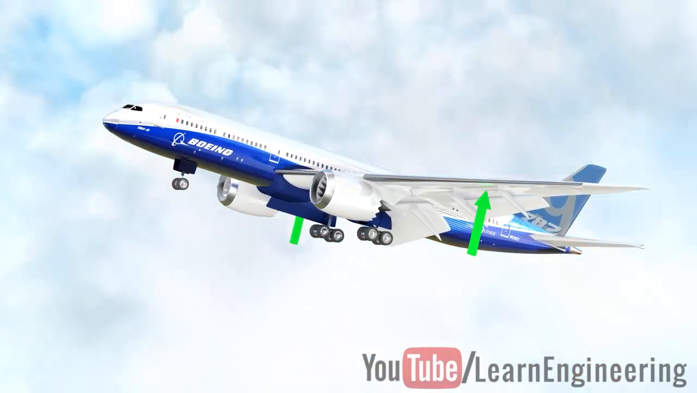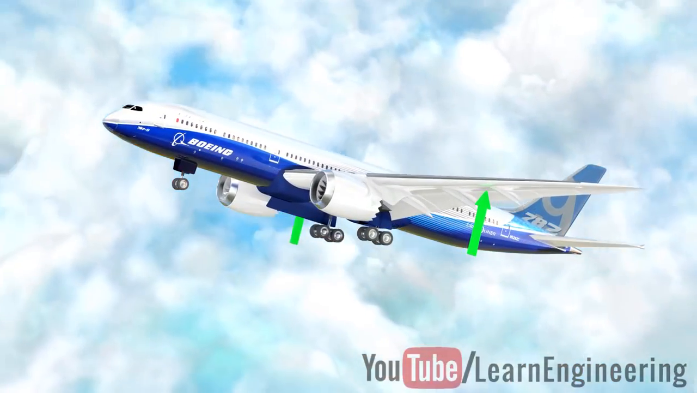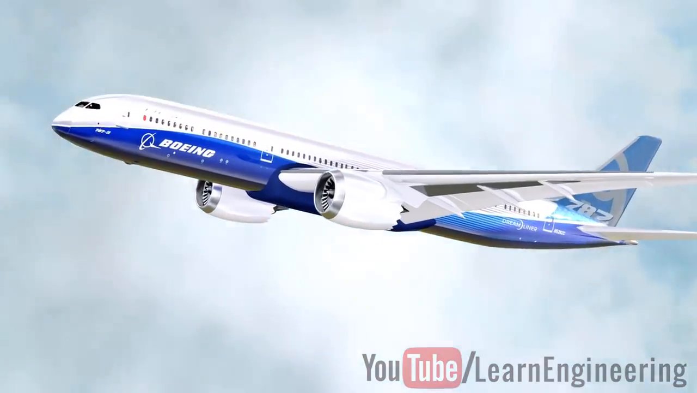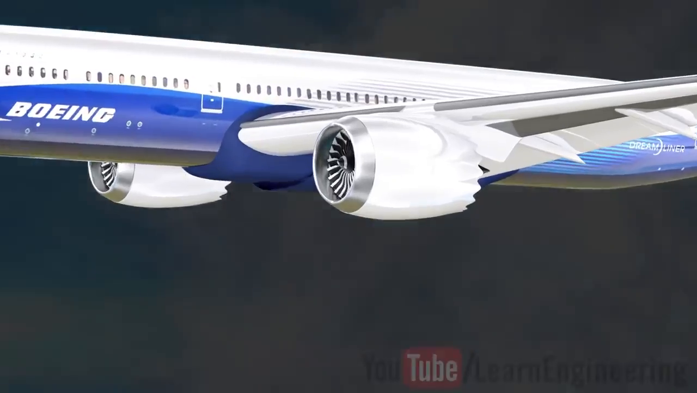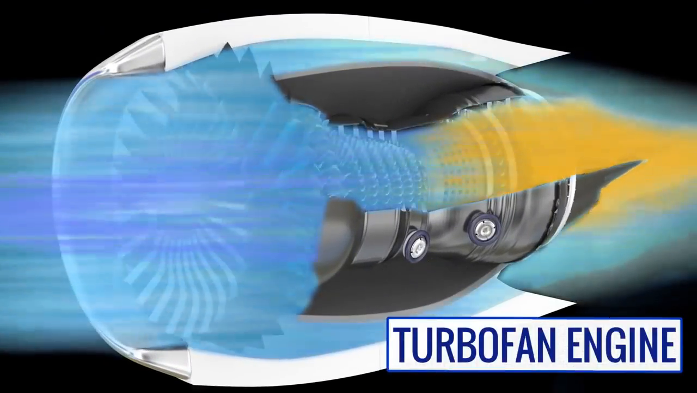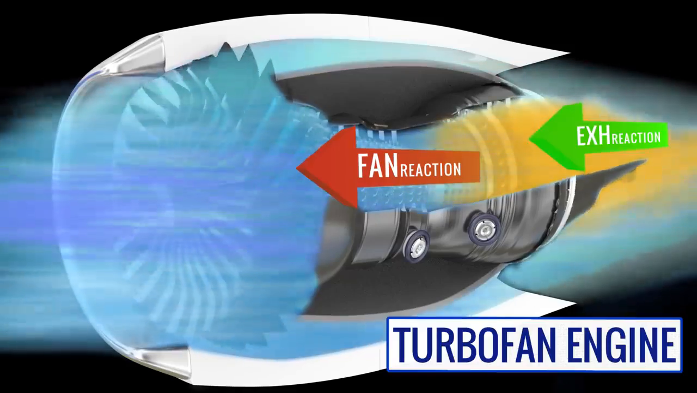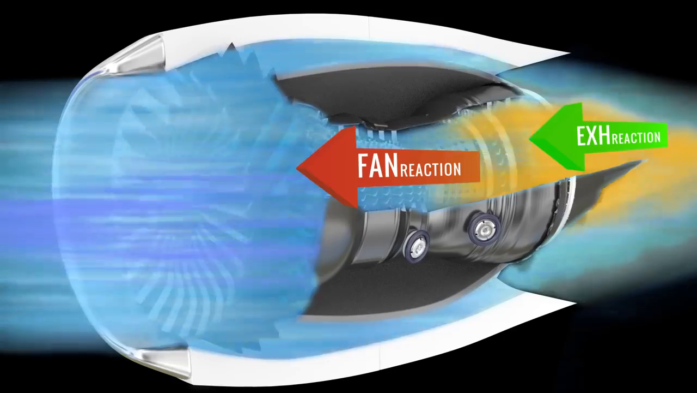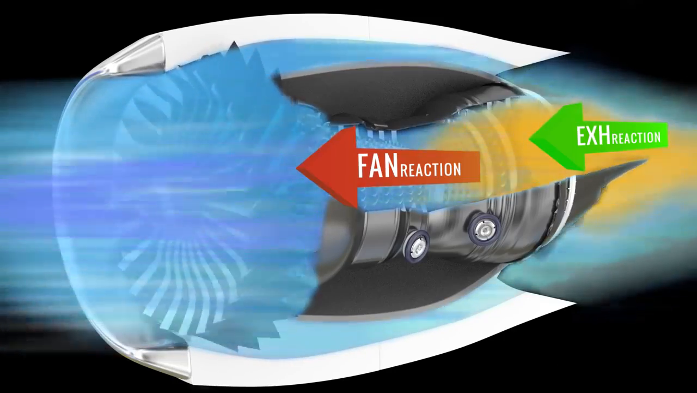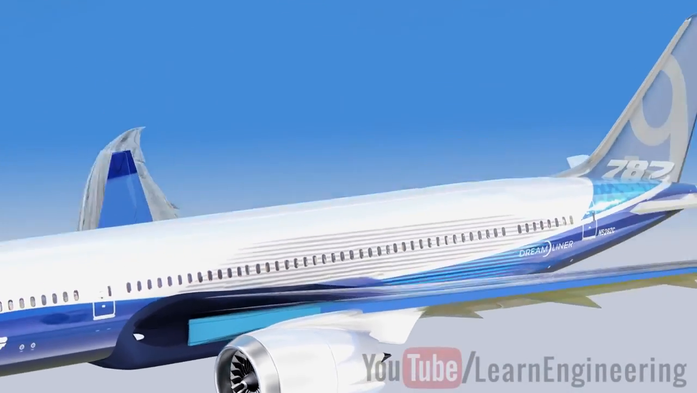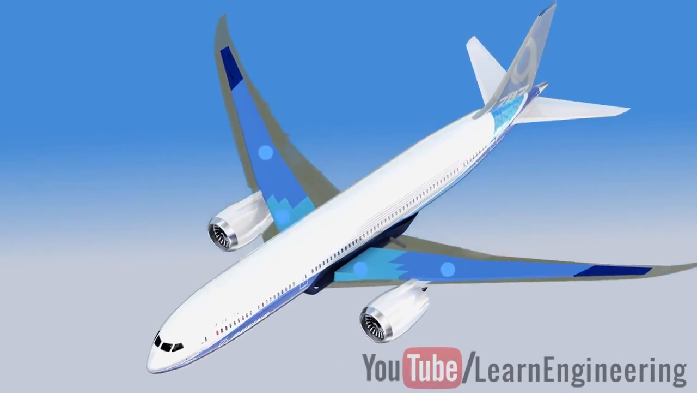In all these discussions, we are talking about the engine's thrust. But how is the engine able to generate thrust? Modern airplanes use special kinds of engines called turbofan engines for this purpose. In this, the fan's reaction and the reaction force of the exhaust give the necessary thrust force. By burning more fuel, the pilot can achieve more thrust. The fuel of an airplane is stored inside the wings.